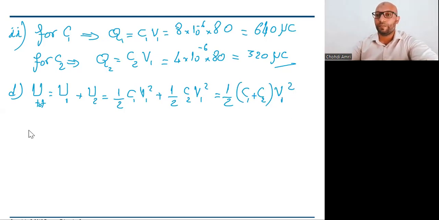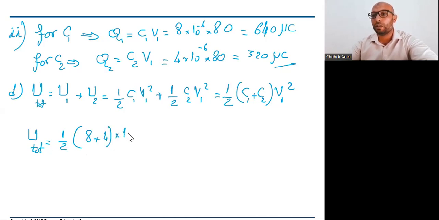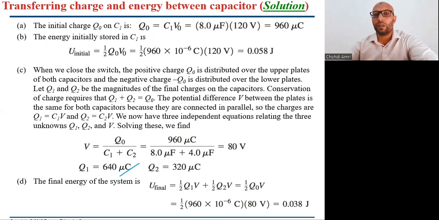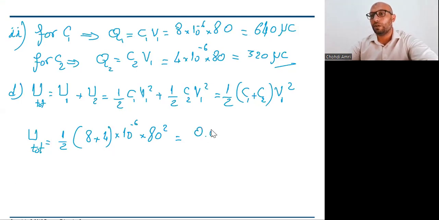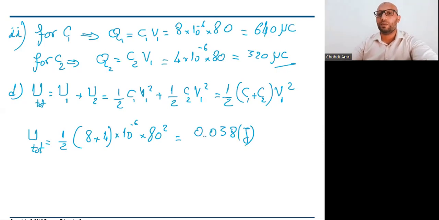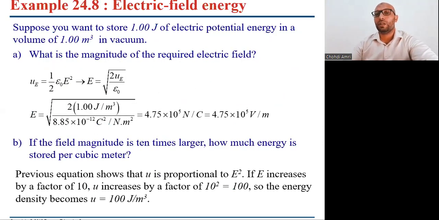So the result will be U total equals half, C1 how much? We said it's 8 plus 4, both of them microfarad, multiplied by 80 squared. So the result will be 0.038 joule, and we are done. You see that the question is very simple, very easy, and we can do it in a couple of minutes. Okay, now we will take another question.